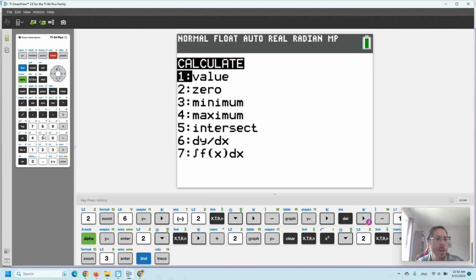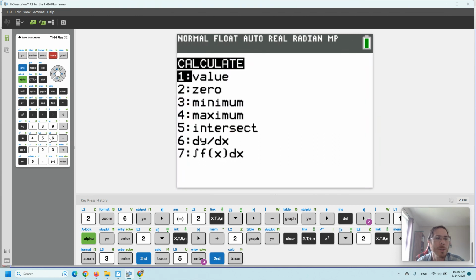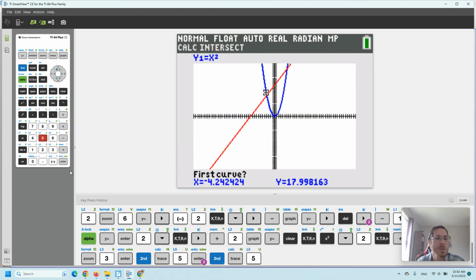Second calc, find me the intersection. I want to be on the parabola. I want to be on the line. Tell me the answer. Negative 4. We got negative 4. To get the other one, we're going to do second calc, number 5 again for intersect. First curve is the parabola. Second curve is the red line.